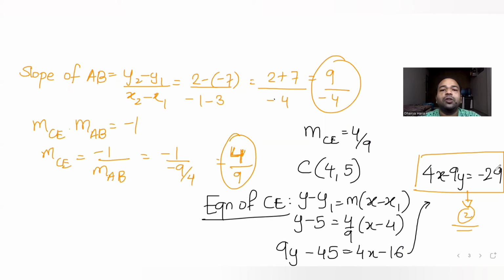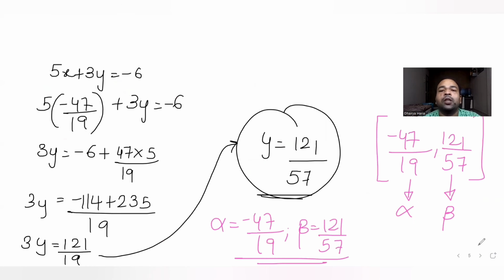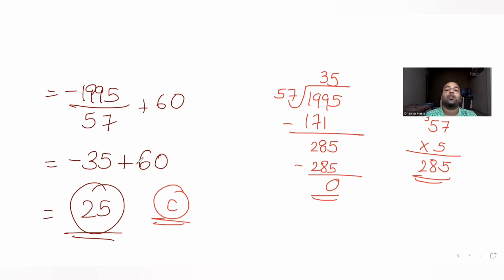Once we got the equations of altitudes, we solved the two linear equations simultaneously to get the values of x and y, which were nothing but the coordinates of the orthocenter, alpha and beta. Once we got the values of alpha and beta, we put them in the expression for which we had been asked to find the value. And once we solved this entire expression, we saw that the answer matches with option C. So C is the correct answer for the question. I hope you have understood how to solve this type of question.